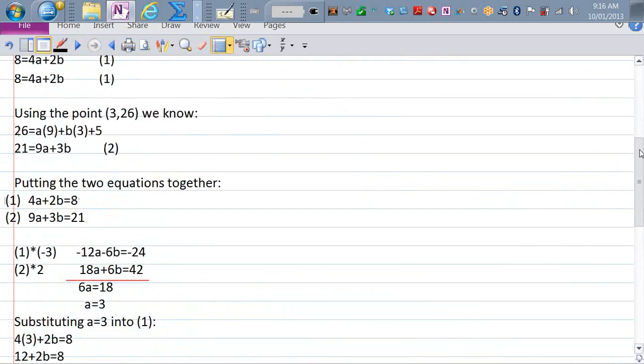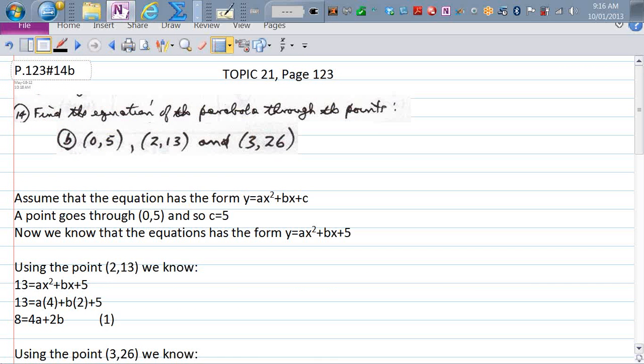Now we're going into the next problem: find the equation of the parabola through the points (0, 5), (2, 13), and (3, 26). We're going to assume that the equation has this form, which we would expect from a parabola. The parabola goes through (0, 5), and so in this case, if we put this back into this equation here, x is 0, so we replace this with 0 and this with 0.